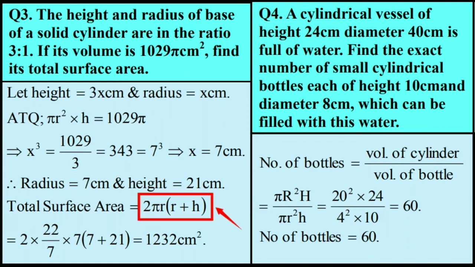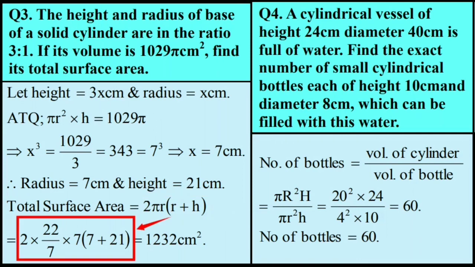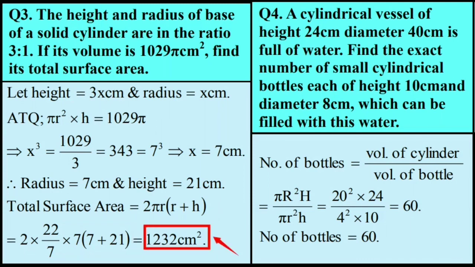The question asks to find out the total surface area of the cylinder, and the formula is 2 pi r multiplied by the sum of r and h. In the formula, we replace r with 7 and h with 21, and the expression obtained is 2 multiplied by 22 by 7 multiplied by 7 multiplied by the sum of 7 and 21. And the expression is simplified to get the total surface area, and that comes to 1232 centimeter square.